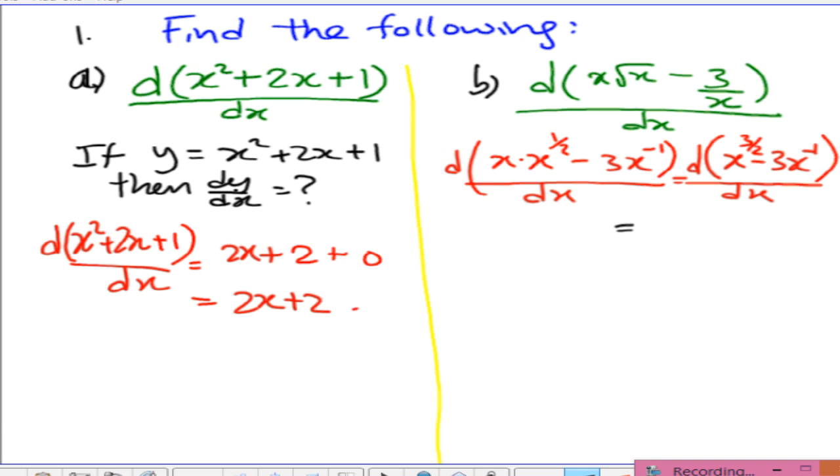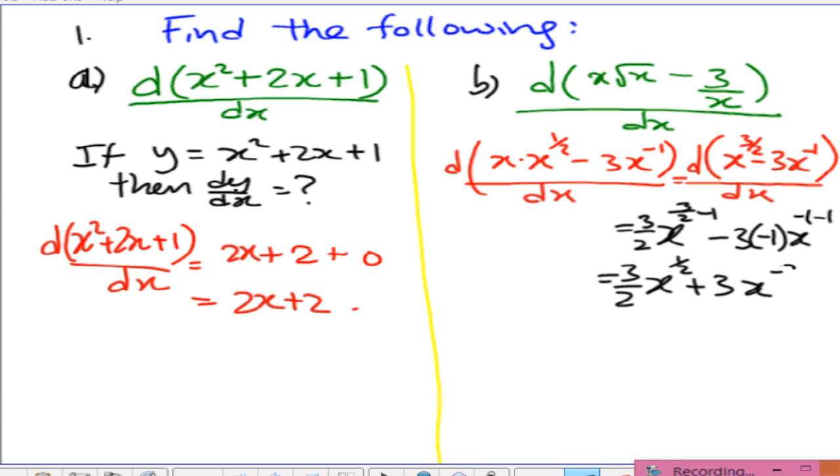So for the first one, the index becomes the coefficient, 3/2 x to the power of the new index, 3/2 minus 1. Then the derivative of the second term, 3: the index negative 1 becomes part of the coefficient, and then x to the power of negative 1 minus 1. So we have 3/2 x to the power of 3/2 minus 1, which is half. Minus minus becomes plus, x to the power of negative 2. So it's 3/2 square root of x plus 3 over x squared.